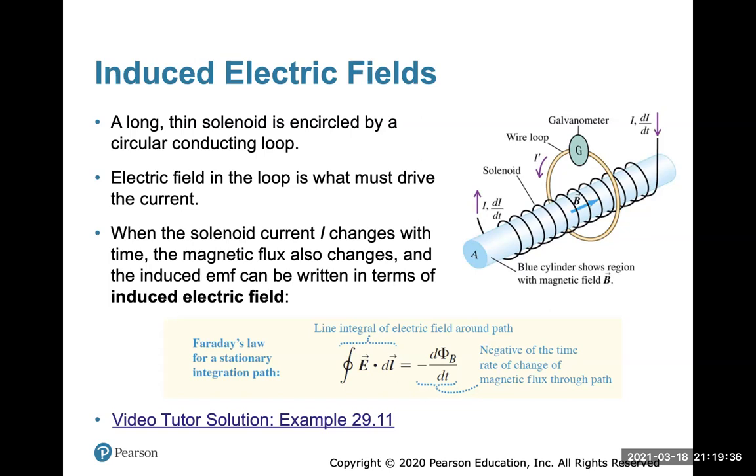There has to be an electric field in the wire if there is to be a current. That's got to have it. So we can explicitly include that electric field if we talk about the circulation, or the path integral, in a closed path. The loop, the path of the current, in other words, the wire loop.